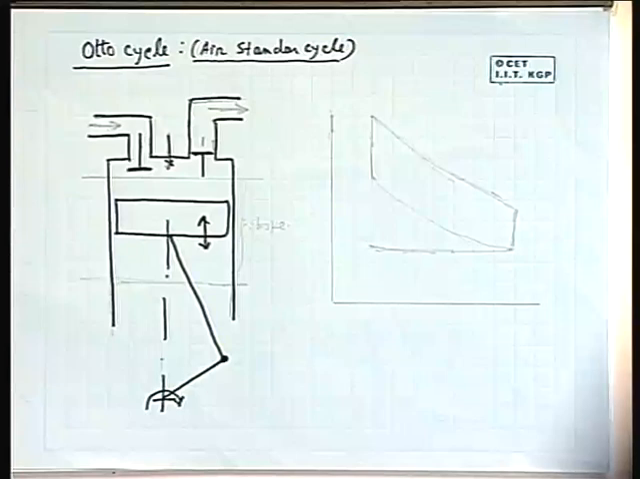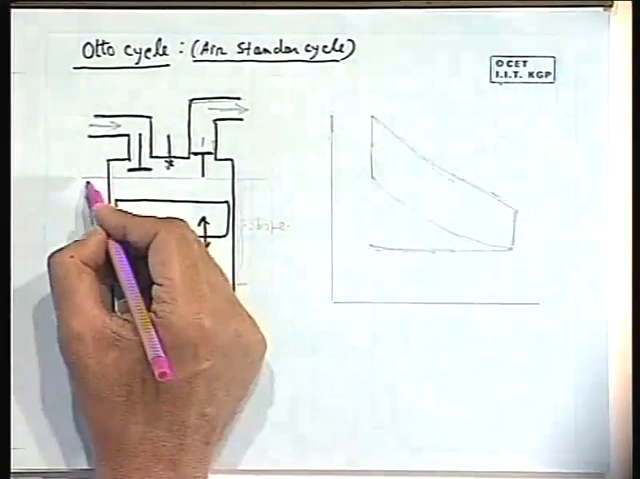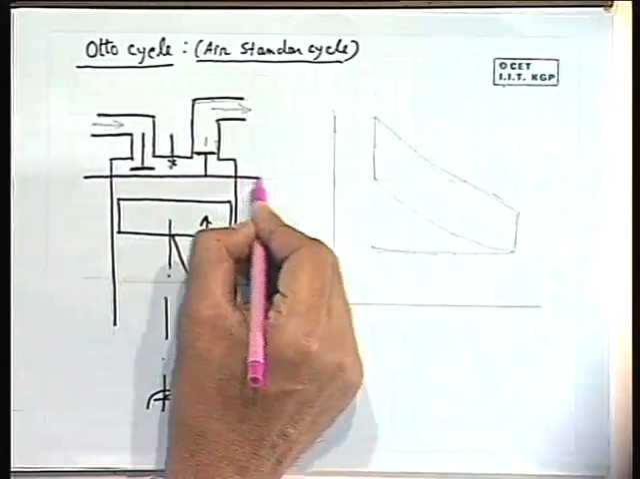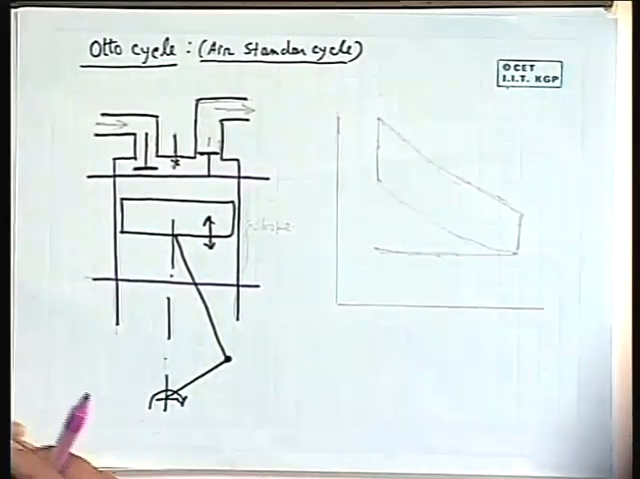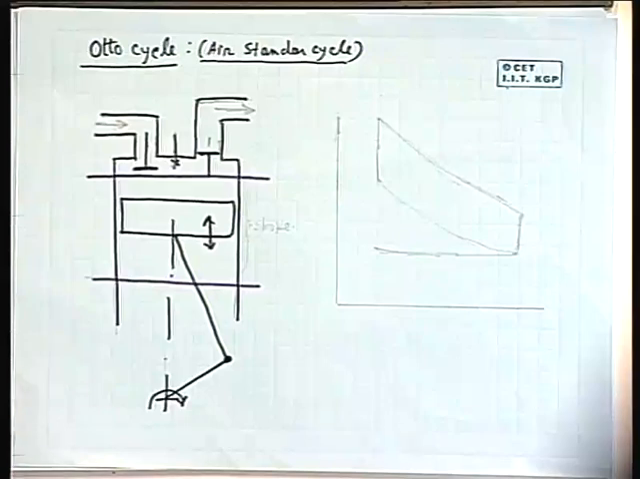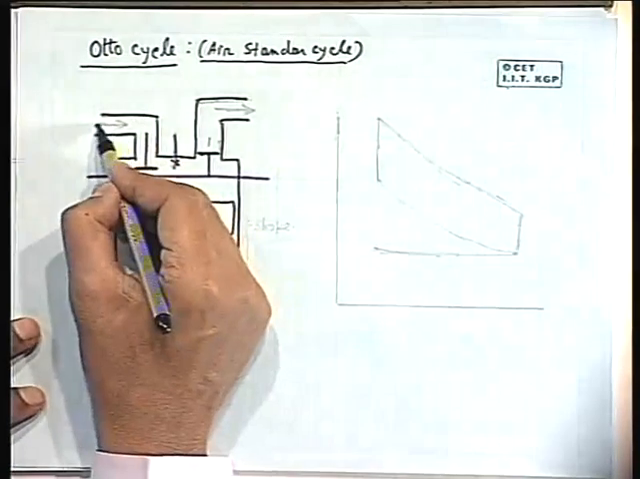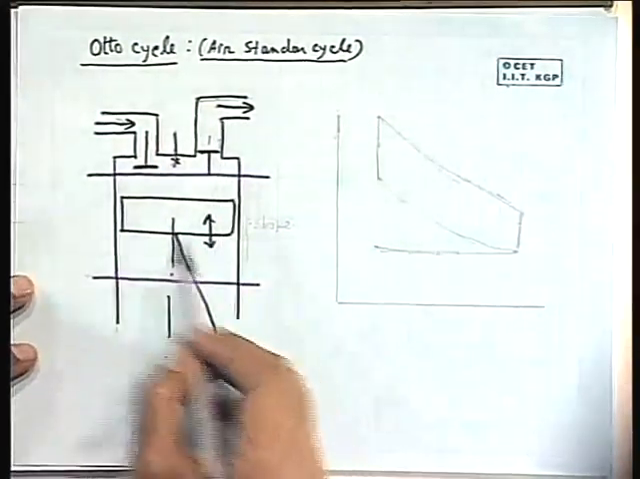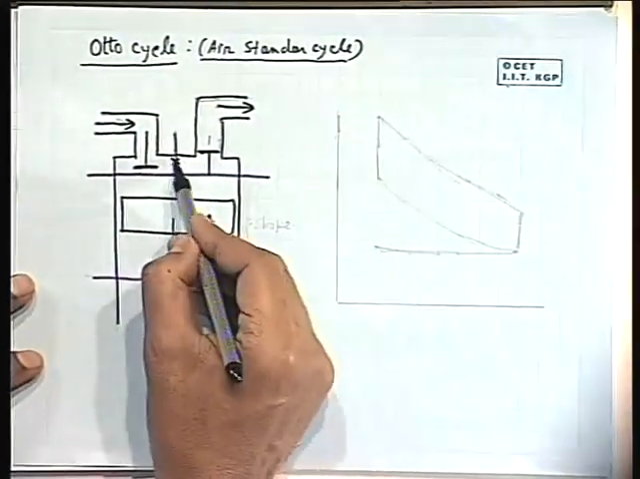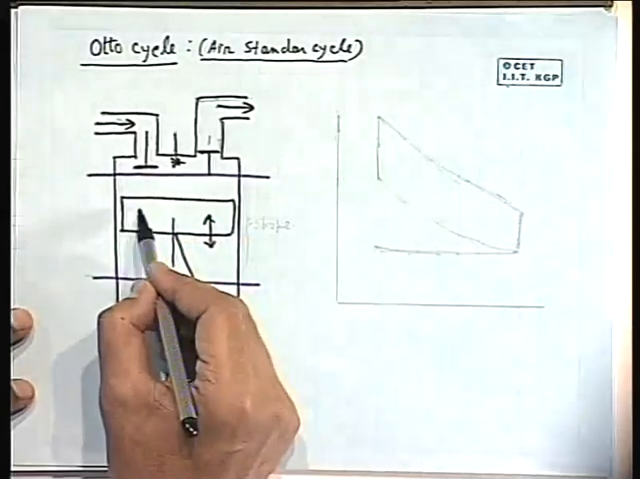Now there are two extreme positions between which it moves. This is a piston cylinder arrangement connected with two valves. I will explain this afterwards. This is the piston.